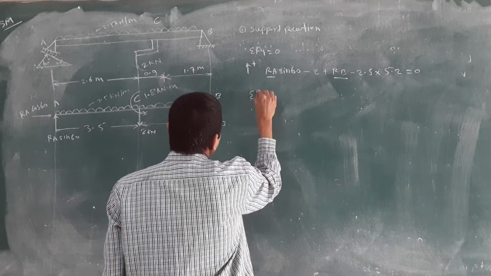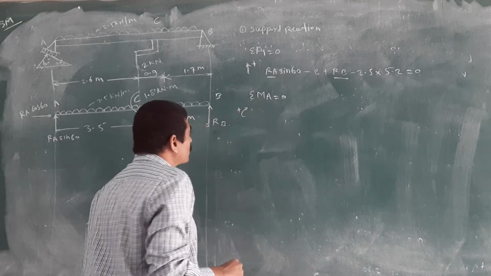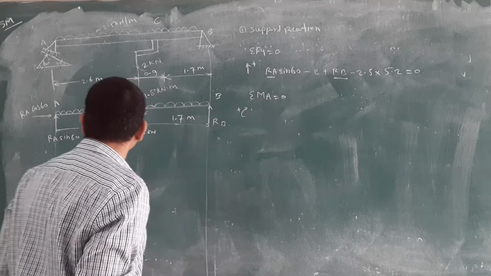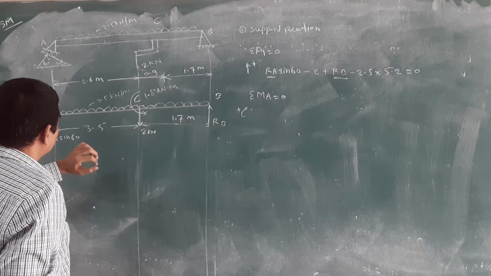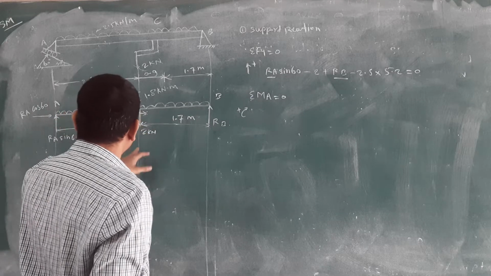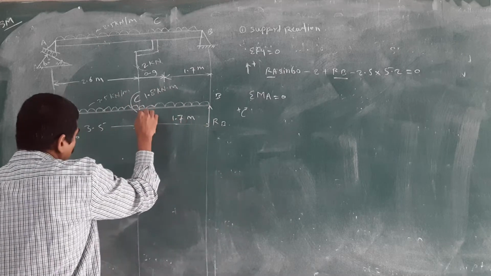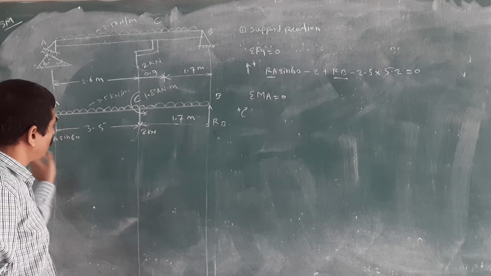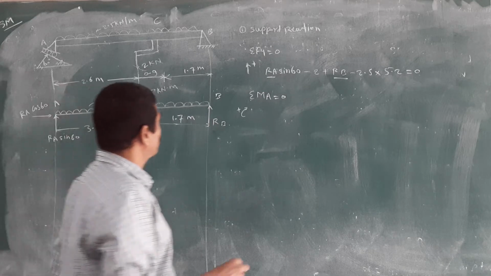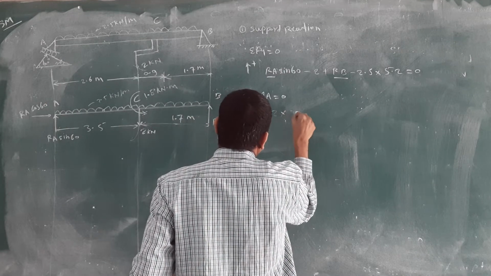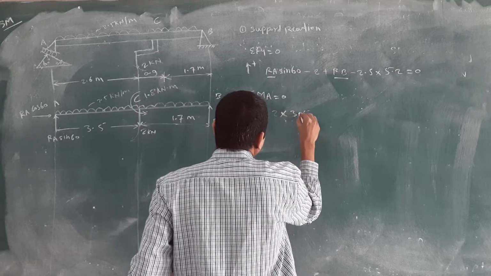We will take the moment at point A equal to 0. Summation of the moment at point A is equal to 0. We will consider clockwise positive. Then we take this one, 2 kilonewton, going in the clockwise direction. 2 into this total distance 3.5. 2 into 3.5.